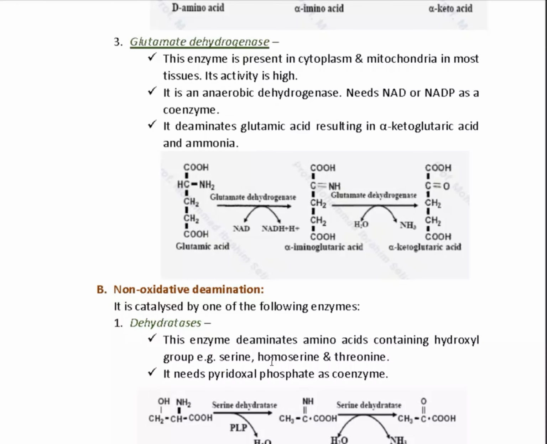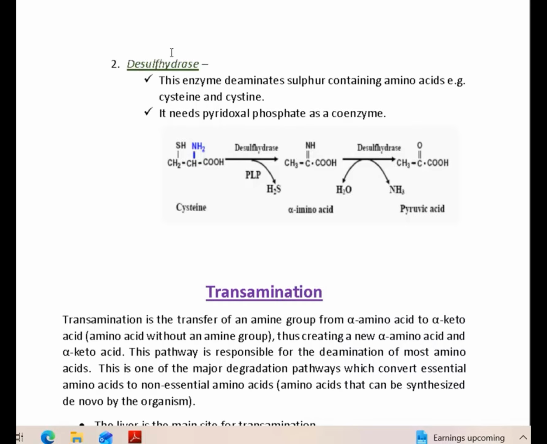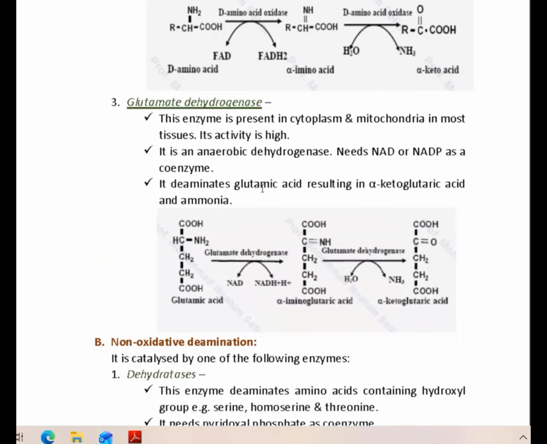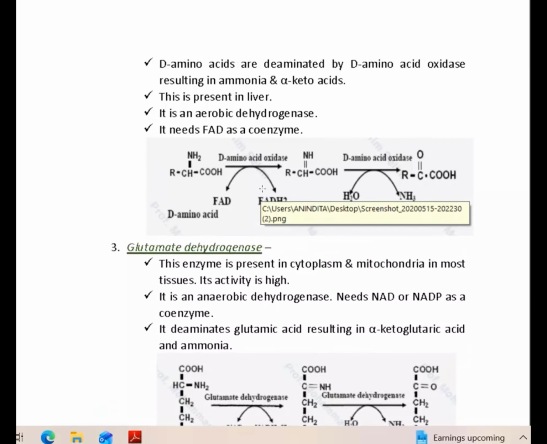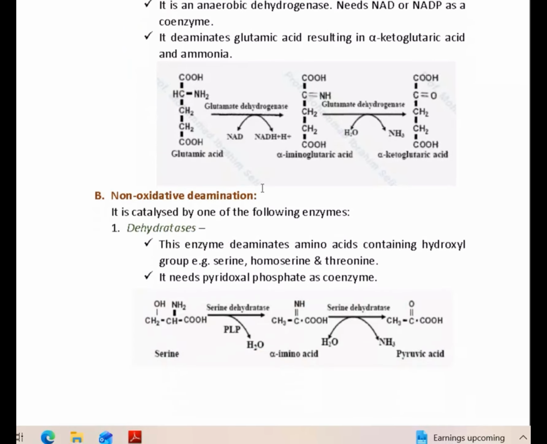The example is given here: serine dehydratase enzyme converts serine to pyruvic acid. And number two is desulfhydrase. This enzyme deaminates sulfur containing amino acids, that is cysteine and cystine. It needs pyridoxal phosphate as a coenzyme. So cysteine can be converted to pyruvic acid. In this way we understand the deamination process, both the oxidative as well as the non-oxidative pathway.